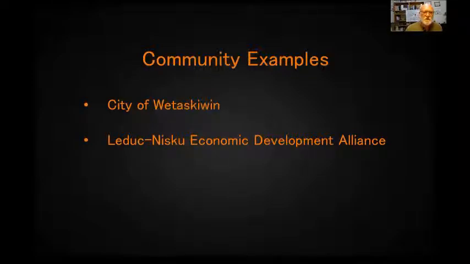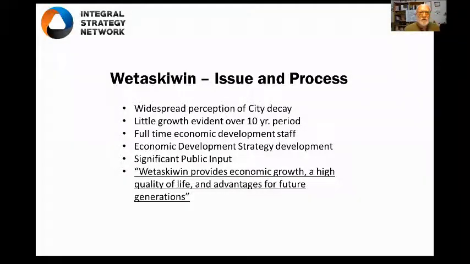So I want to start first with the city of Wetaskiwin. Wetaskiwin's strategy was designed and developed by 4 communities. There was the city of Wetaskiwin, the county, the town of Millet, and the Hobbema, which is now called Maskwacis First Nation in eastern central Alberta. They had a wide perception of decay issues in their community. They didn't see an awful lot of evidence of growth over a 10-year period, and consequently they set up a full-time economic development department to do this work, and they thought that economic development strategy was important.